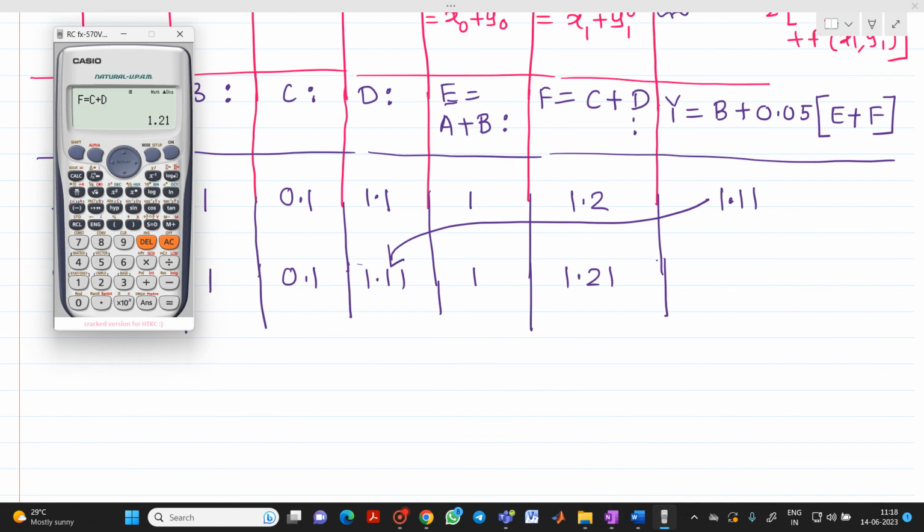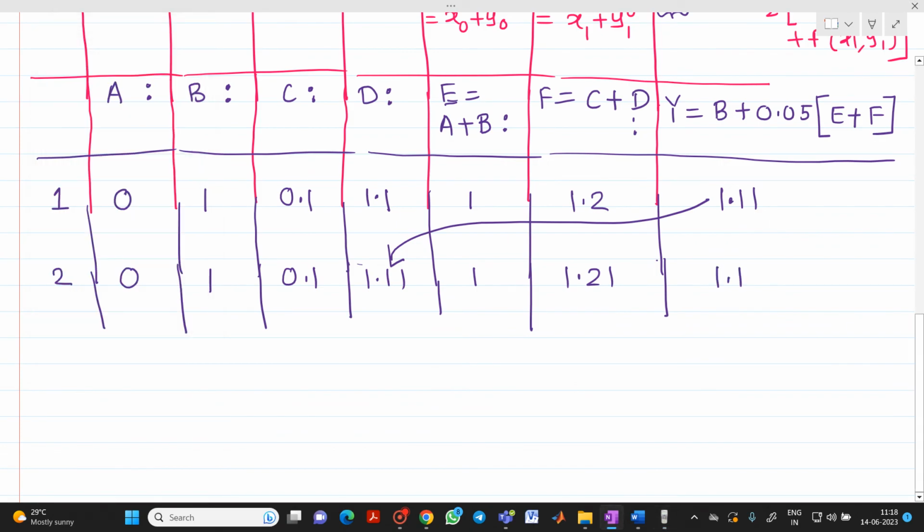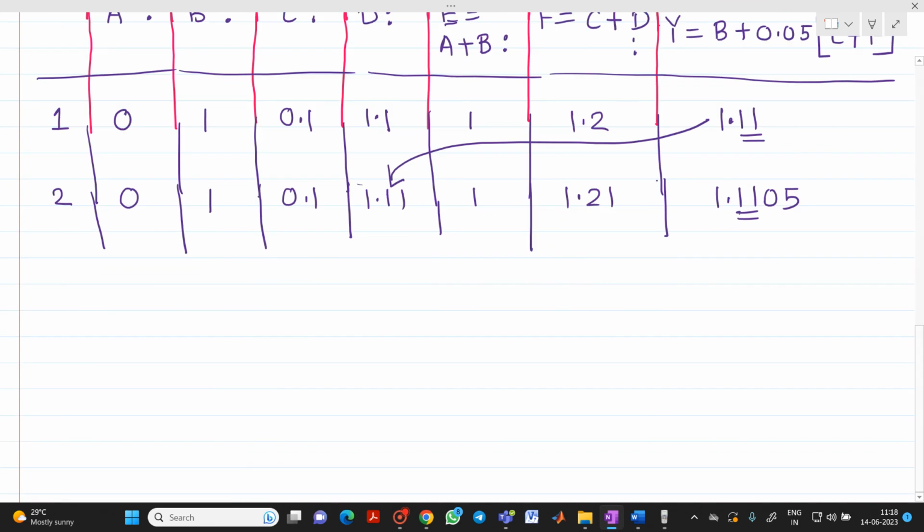Now what is the answer of y1 of 1? Let's see. It will be 1.1105. So let me write 1.1105. Now if you see, after the decimal point, 2 digits are the same in the first iteration and in the second iteration. So we will solve it till we get the digits after the decimal point the same up to, let's say, 4 places.